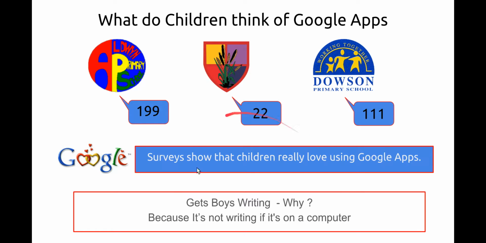The other thing we did notice as well was this statement. This was from Dowson Primary School, and one of the boys said it gets boys writing. That's what the teachers were saying. And why does it do that? Because one of the boys said, because it's not writing if you're on a computer. I mean, kids have been using computers for years and been using stuff like Microsoft Office. The big difference with Google, we think, is the fact that they can now access that work at home, and they can access collaborative work. One of the big things I've seen in primary school, and it shocked me at first, but in the end I've realised, well, that's the way children are going to work.